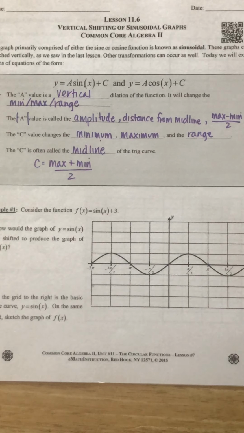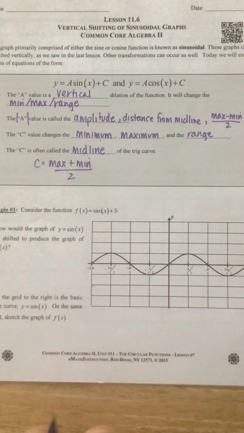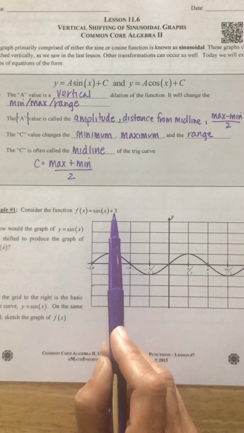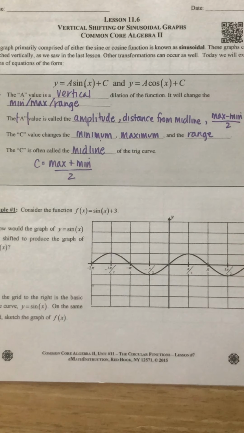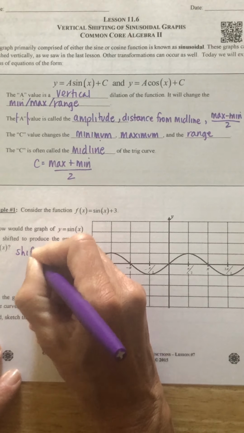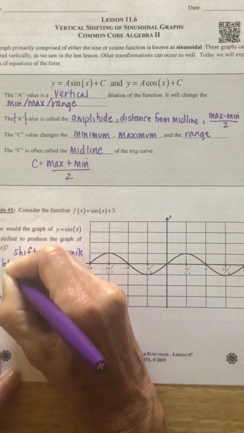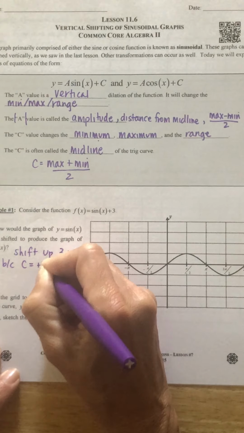Looking at example 1. The graph in black is just the original sine curve, the one that we graphed in the last lesson. What we have now in example 1 is sine of x, the original, but plus 3. Remember, anything outside, away from the x value, is always going to be up and down, and you go with the sign. According to our old rules, this should get shifted up 3 units. So what you want to write here in letter A is that we would shift up 3 units, because our C value is a positive 3.